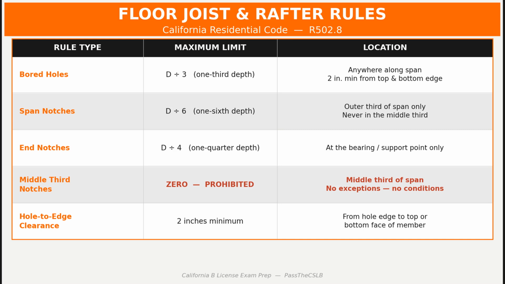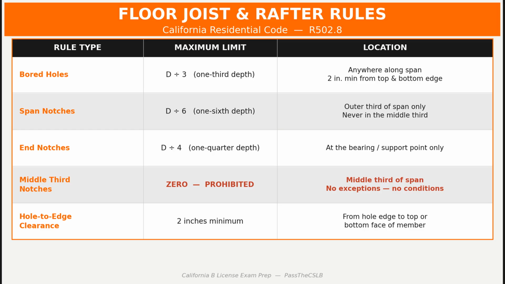And here is a critical distinction that official preparation resources consistently highlight. Holes are permitted in the middle 1/3 of the span. The middle third prohibition applies to notches only. A bored hole within the size and clearance limits can be placed anywhere along the span. Many candidates miss this distinction and lose points because of it.